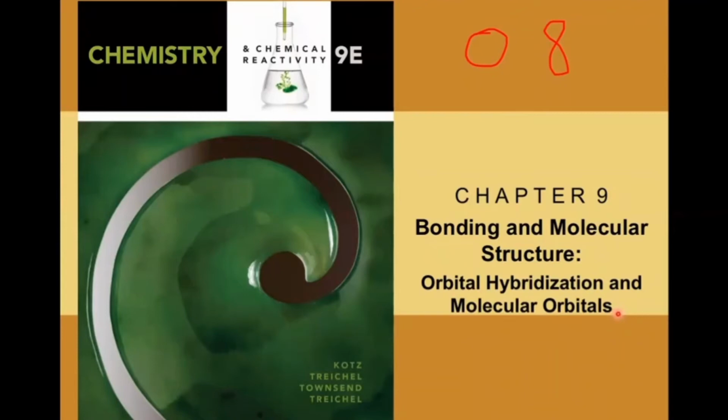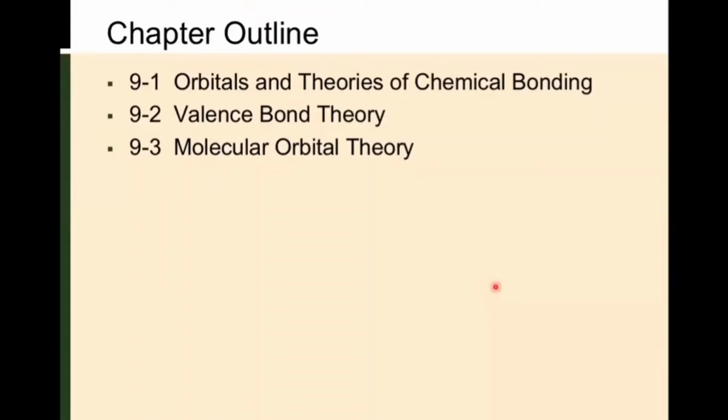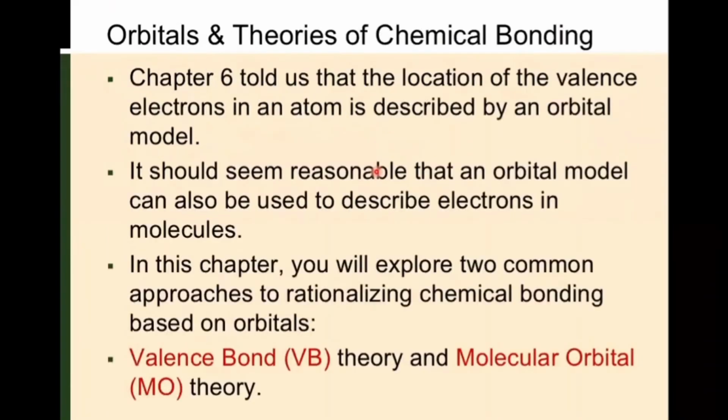won't really be covered in a huge amount of detail here. We'll talk about it, but orbital hybridization is kind of the simpler model that works well for the main group elements that we'll be considering. So there's the three parts. There's orbitals and theories of chemical bonding. There's valence bond theory, which will make up the bulk of what we'll talk about, and then there's molecular orbital theory. So if we remember way back to chapter 6, it told us about the location of the valence electrons in an atom and how that's described by the orbital model.